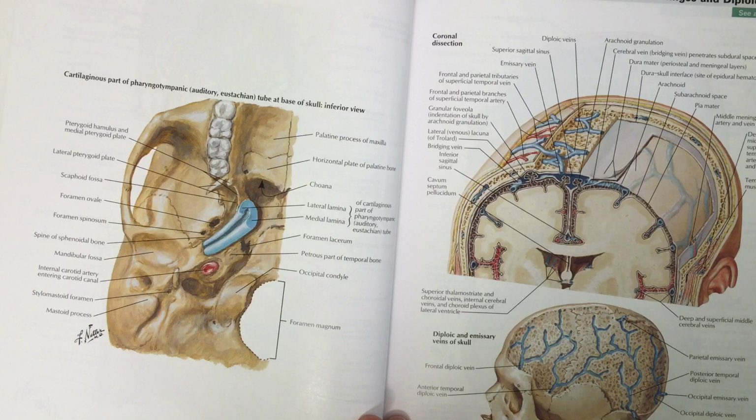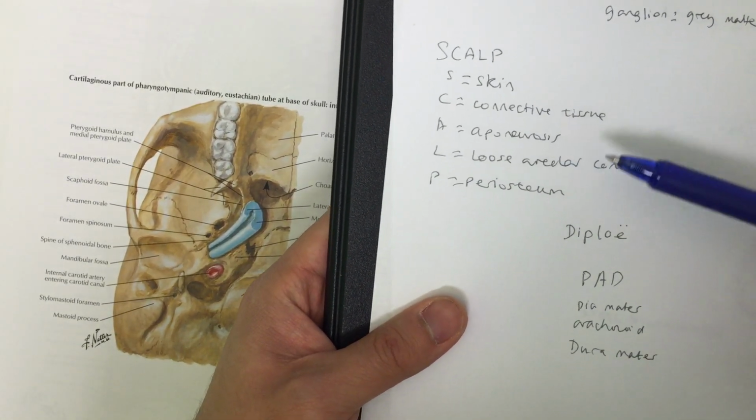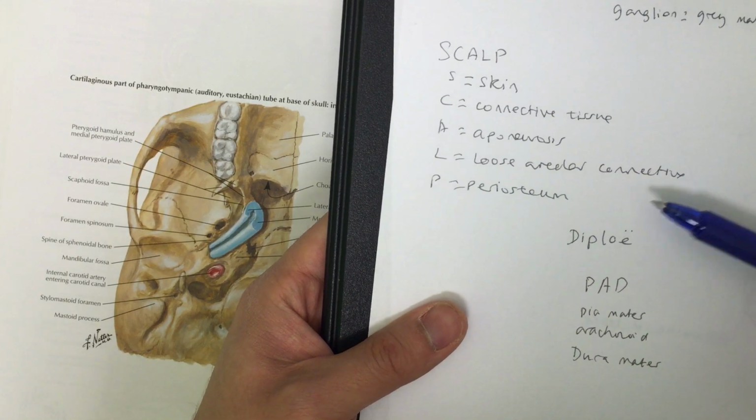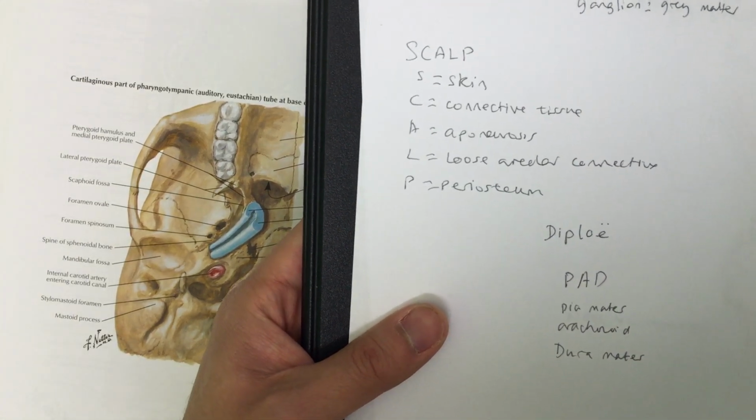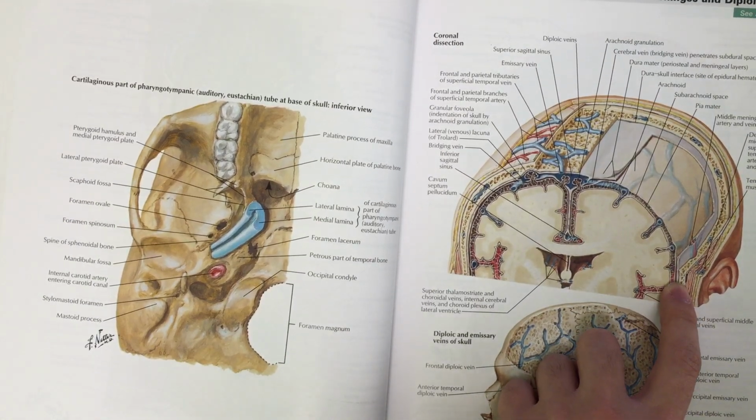Okay, and then I spoke about the most outer portion of the head, which is the skin, and then to the bone is called the scalp. The scalp is an acronym for the skin, connective tissue, aponeurosis, loose areolar connective tissue, and periosteum. And then after the periosteum, you have the bone.